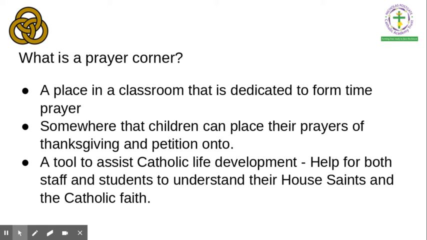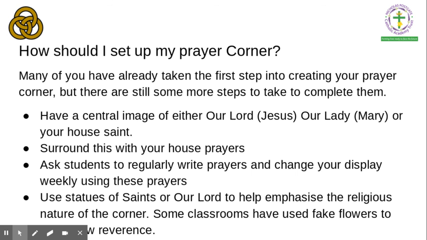And finally, a prayer corner is a tool to assist Catholic life development. It is helpful for both staff and students to understand their house saints and the Catholic faith as a whole. Now, how are you going to be able to use this prayer corner effectively to do this?